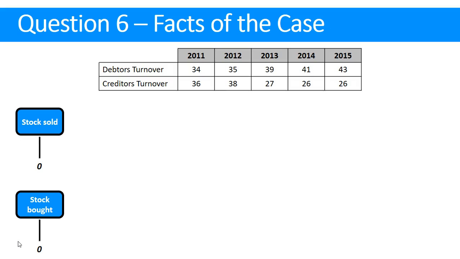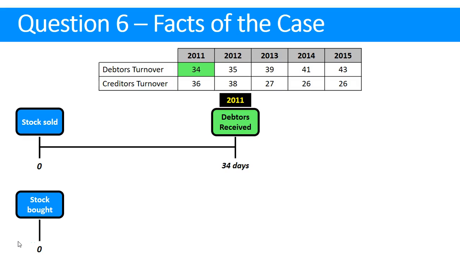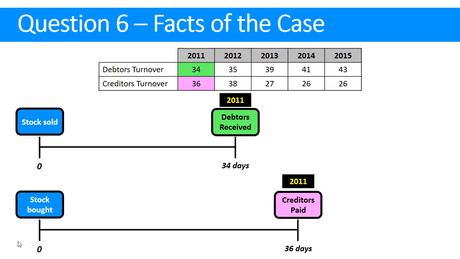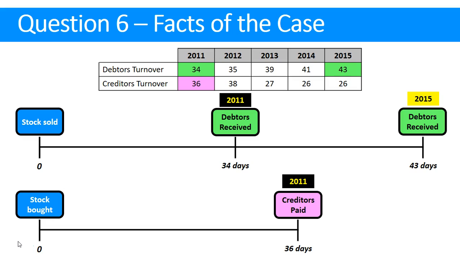So now that we have that knowledge, we can look at the information we've been given, and it is quite complicated in a graph, so why don't we simplify it? Instead of dealing with 10 different numbers, so we can see the debtors turnover there and the creditors turnover, why don't we just focus on the beginning number, which for debtors turnover says in 2011 on average debtors were collected in 34 days. And look at the creditors turnover in 2011. On average we were paying creditors in 36 days.